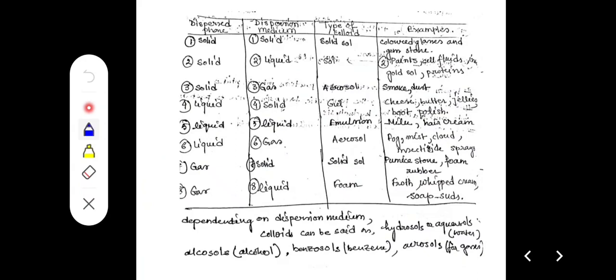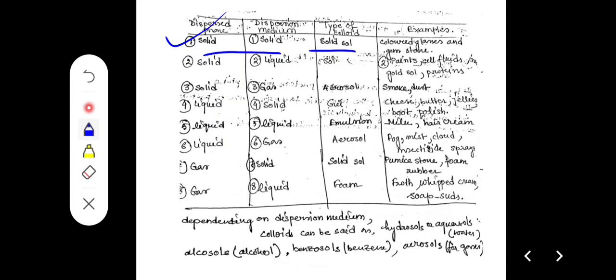First, if the dispersed phase is solid and the dispersion medium is also solid, we call the colloid a solid sol. Examples are colored glasses, gemstones, and so on.